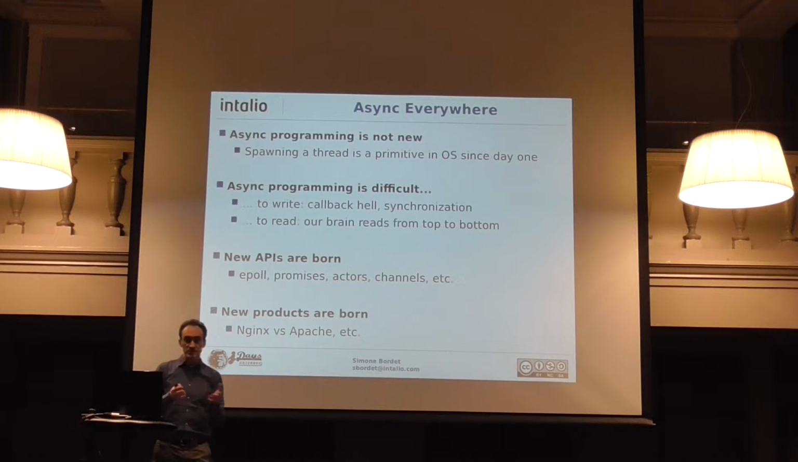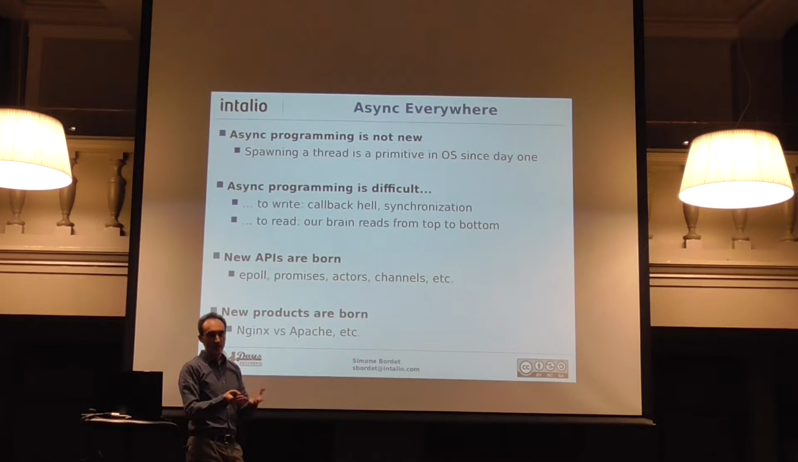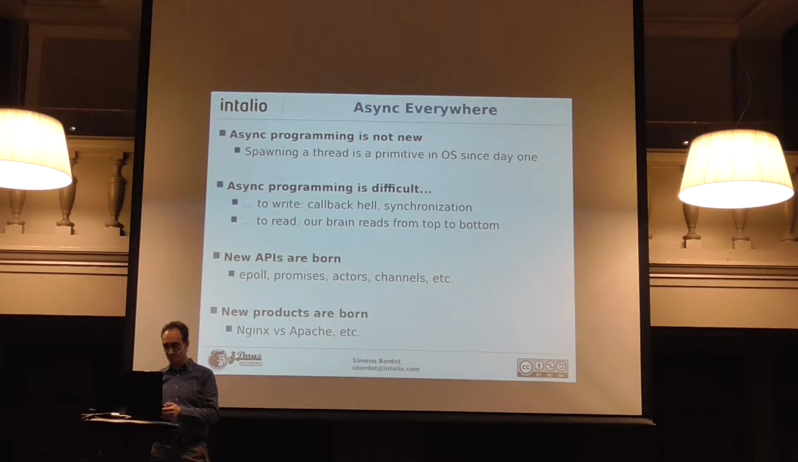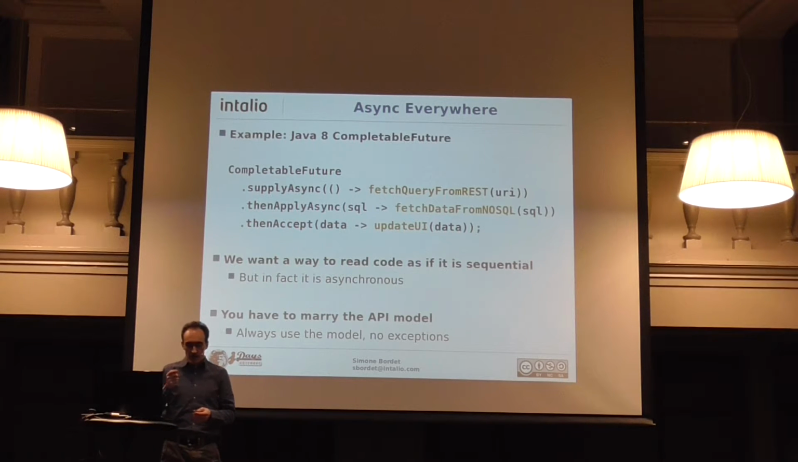And based on these new asynchronous capabilities, new products have been born, like Nginx, a fully asynchronous I/O server that is basically trying to replace Apache, because Apache is a blocking one, right? So it doesn't scale as well as Nginx does. Even in the JDK, we got an asynchronous API.